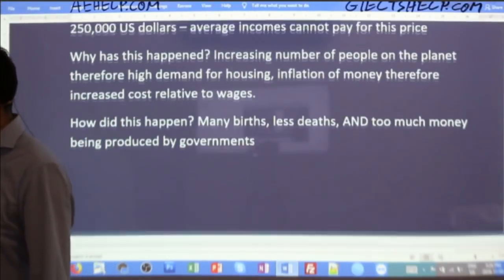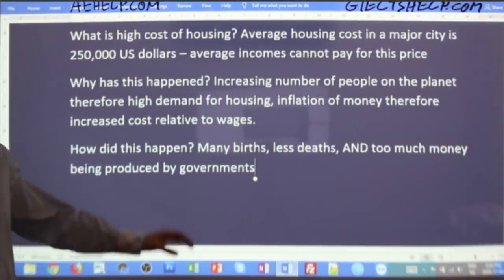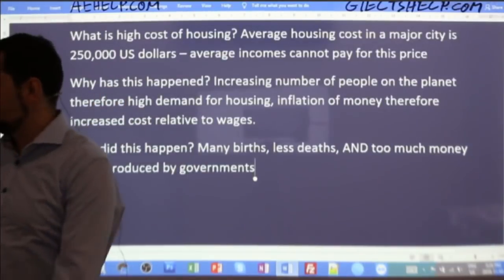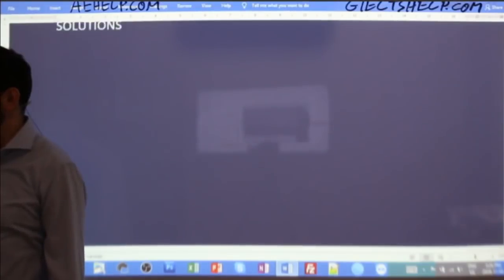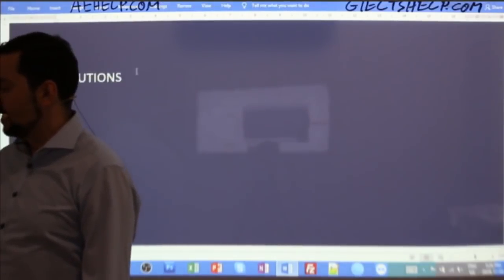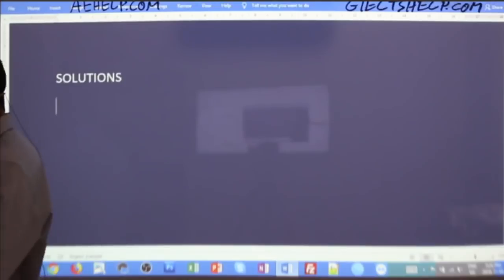Now, we need to think of solutions. And when we think of solutions, think about this. Okay? So how can we solve the demand on housing? Okay, so what are the solutions?